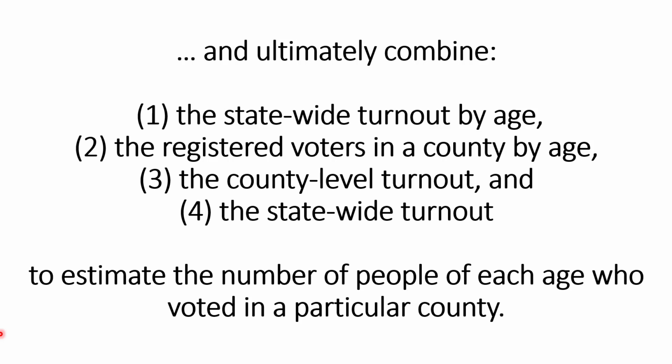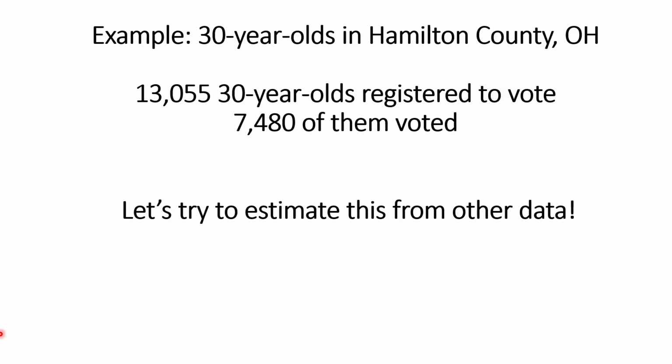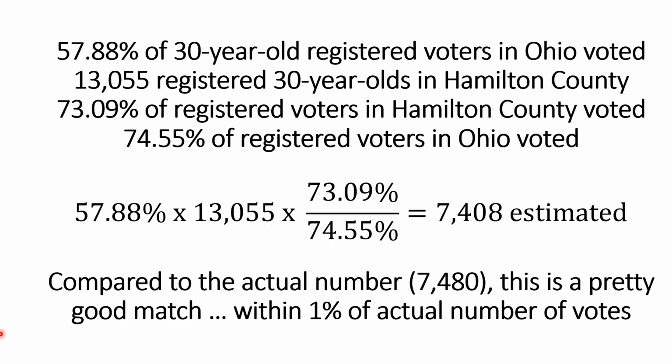That's a lot of words. Let's run some numbers that might make it a little clearer what's going on. So let's look at 30-year-olds in Hamilton County. On election day, there were 13,055 30-year-olds registered to vote. 7,480 of them voted. So let's use the method to try to estimate this from the other data.